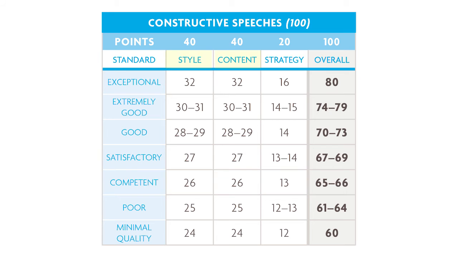When we look at style and content, the point range in each of those areas is between 24 and 32 points. Most judges consider 28 to be the middle point range, so they might give 28 points to the average speaker, and then as they evaluate each debater, they decide if that speaker is better or worse than what they consider to be an average speaker, and then assign the points accordingly.